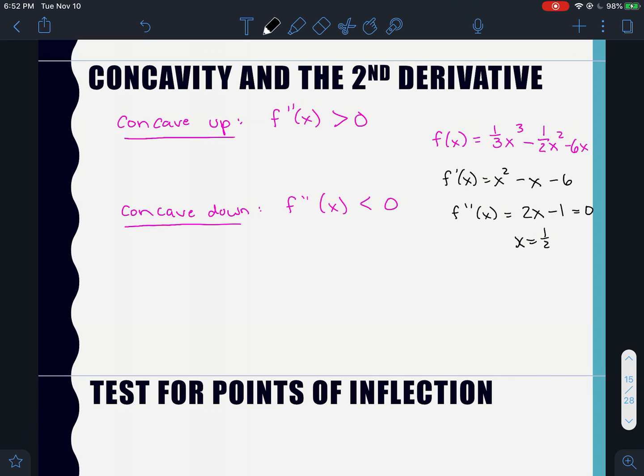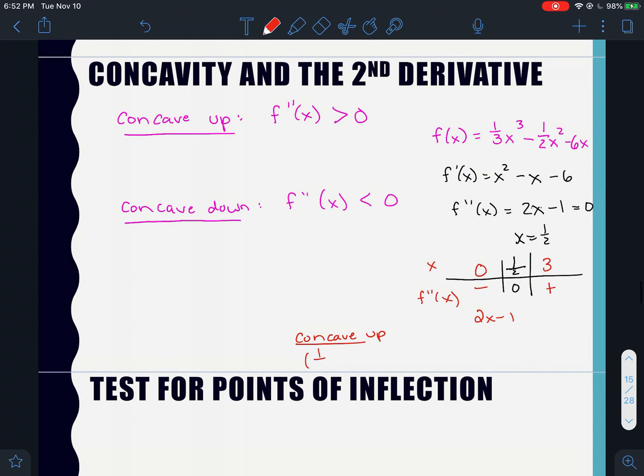And then you would figure out where this is equal to 0, because we need to make a sign chart. So my second derivative is equal to 0 when x is 1/2. Now we need to figure out whether the second derivative is positive or negative, so we make a sign chart. At 1/2, the second derivative is 0, and then we test before and after. We can test 0 and we could test 3, and you plug them into the second derivative. If I plug in 0, the second derivative is negative, and if I plug in 3, the second derivative is positive. So the second derivative tells you about concavity.